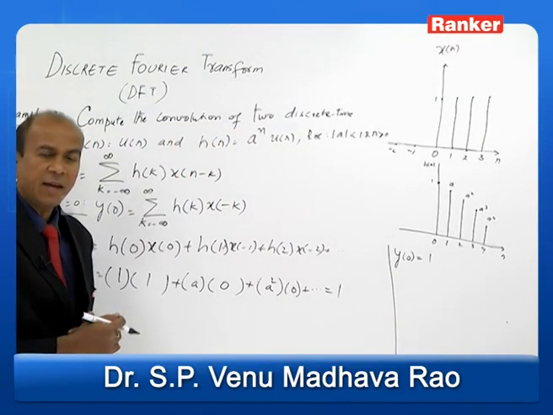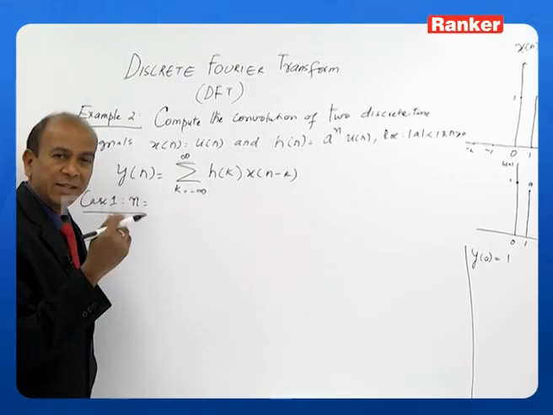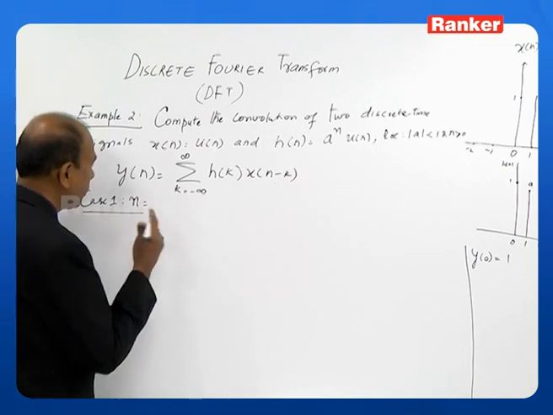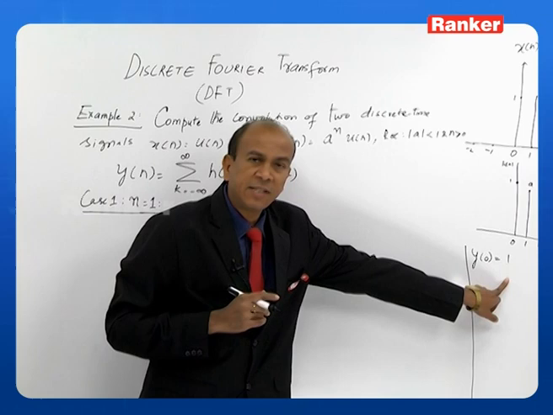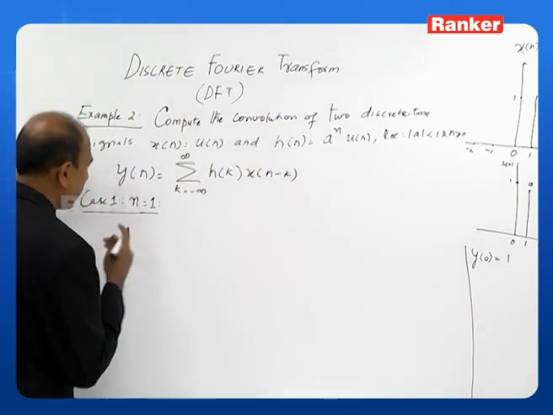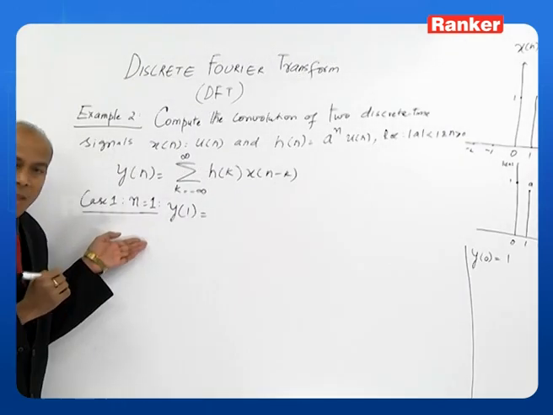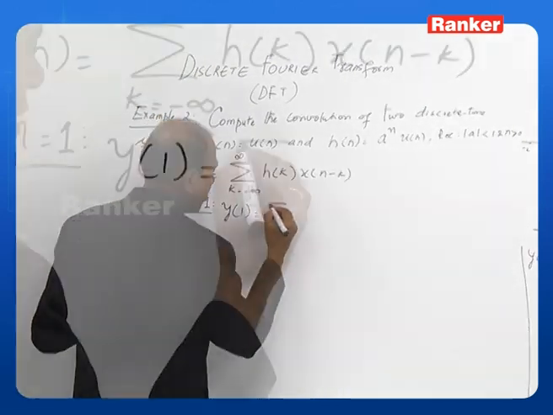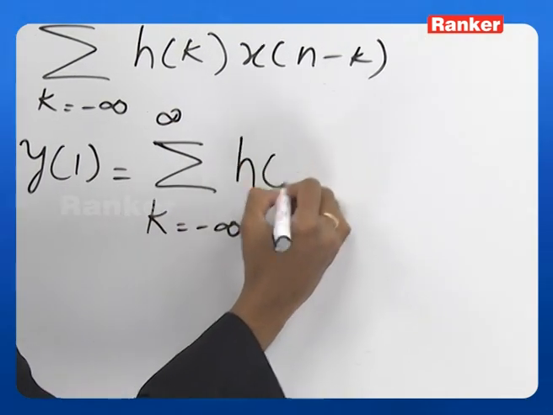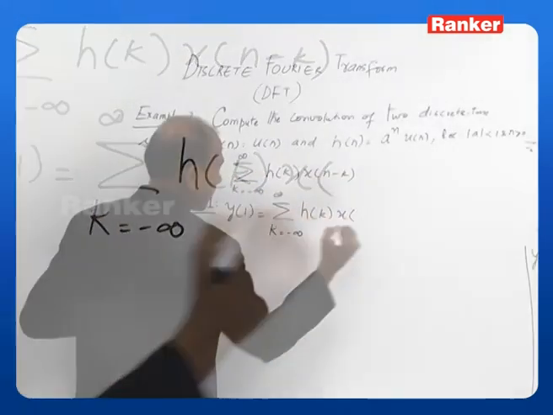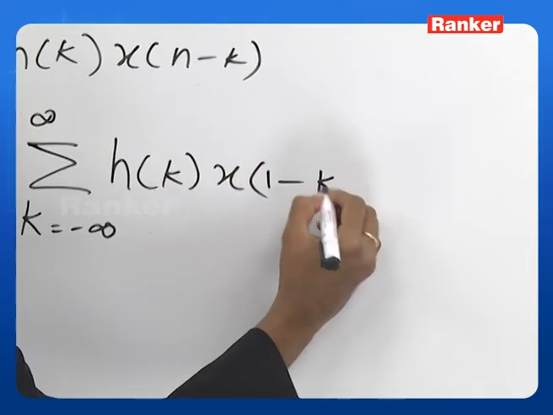Okay. Similarly, let us take up the second case. Now, let us see when n is equal to 1. We have already seen for n is equal to 0, so let us see for n is equal to 1. What will be the value of that? That will be y of 1. So, what is y of n? That will be summation k is equal to minus infinity to plus infinity h of k x of n, which is 1 for us now, so it will be 1 minus k.